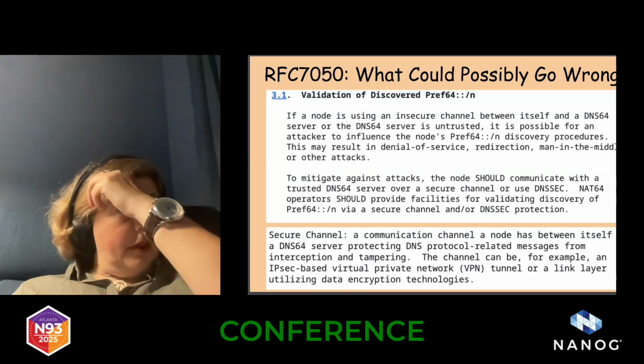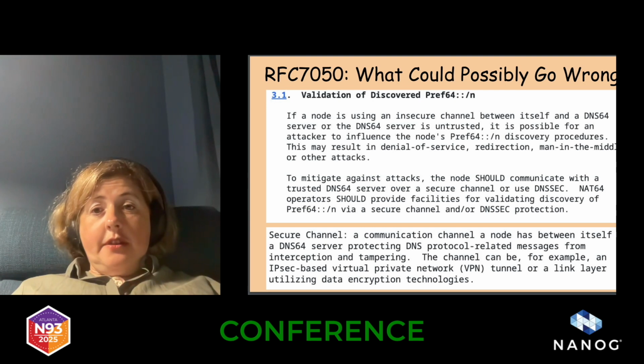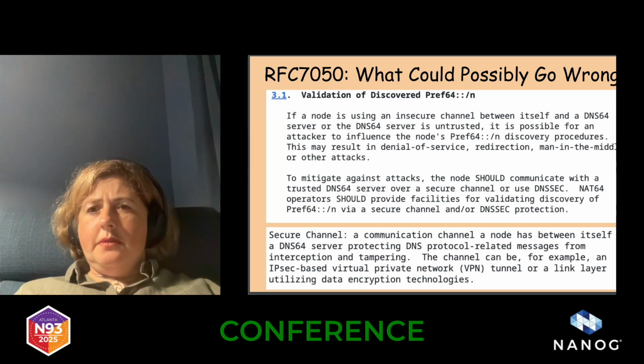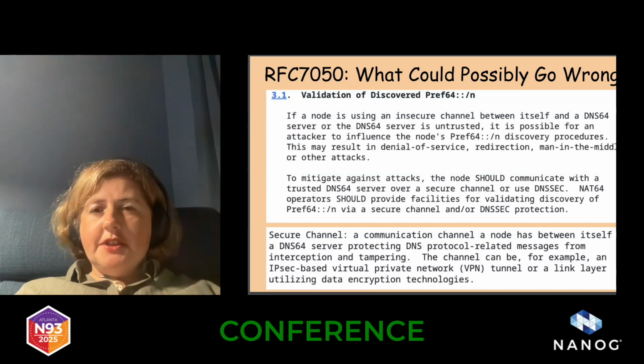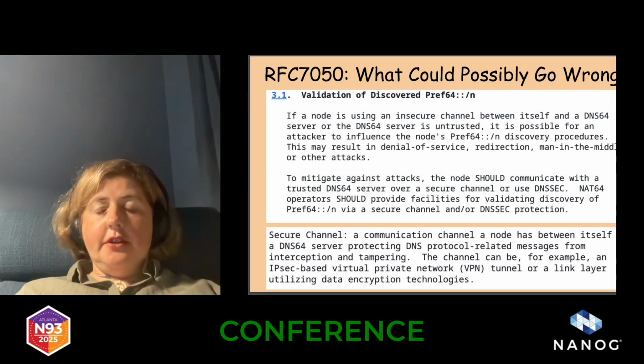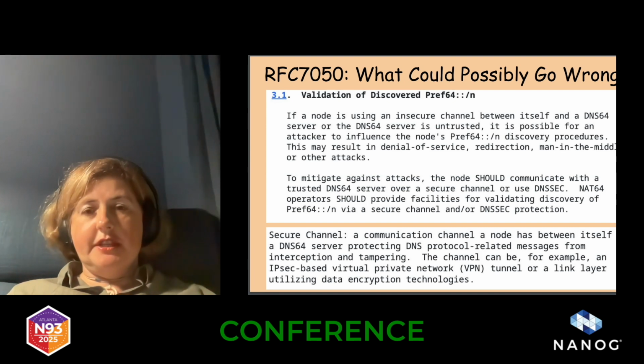What could possibly go wrong here? First of all, we're relying on DNS here. And DNS is kind of slightly insecure. And 7050 is a bit hand-wavy about how we can protect that method of prefix discovery from a spoofing attack. What prevents an attacker from responding with a wrong PREF64, one which is not actually used by the network, right? It's very easy to spoof a DNS response.